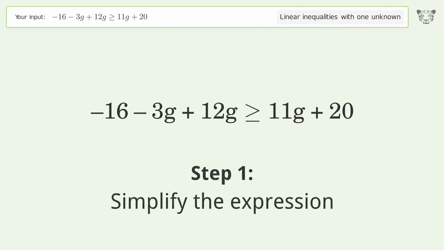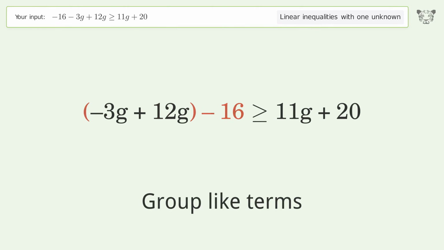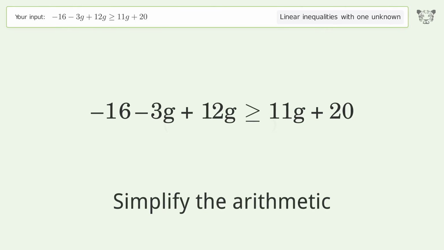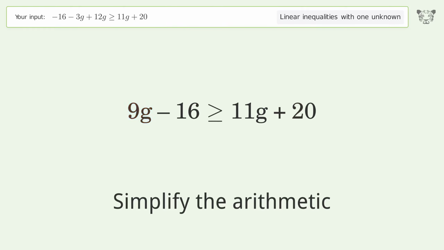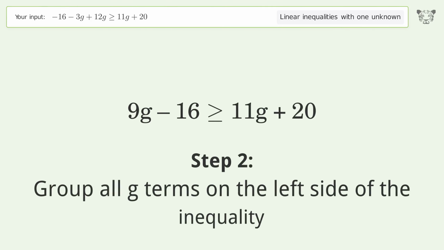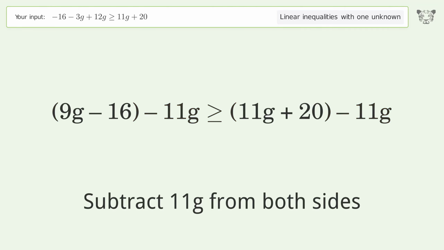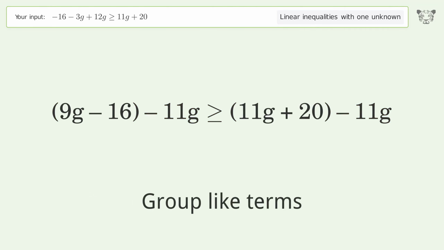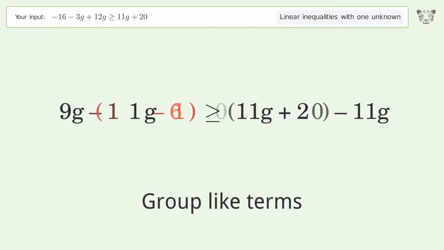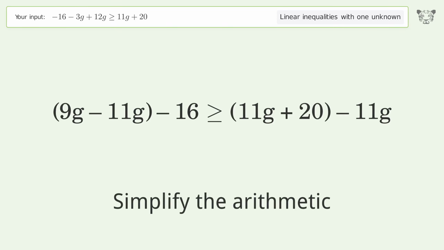Simplify the expression. Group like terms. Simplify the arithmetic. Group all g terms on the left side of the inequality. Subtract 11g from both sides. Group like terms. Simplify the arithmetic.